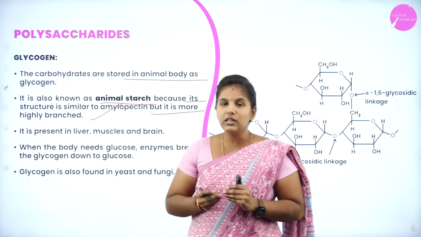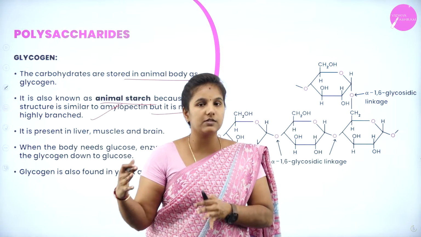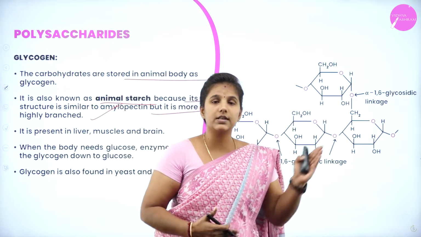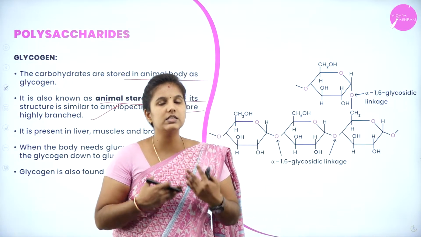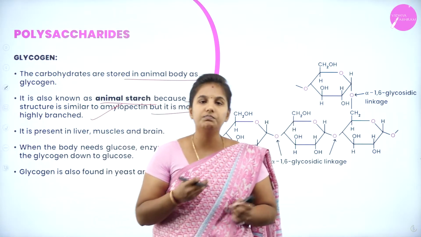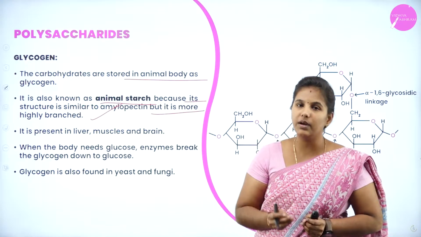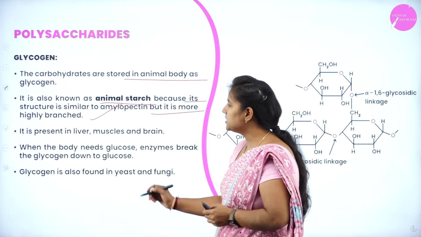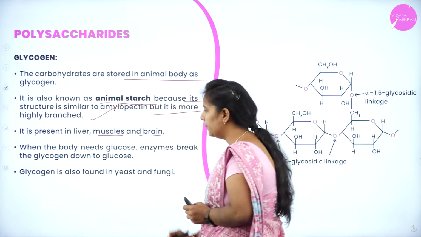If you look at the structure of amylopectin, which we have already learned in case of starch, and also the structure of the glycogen, they are almost similar, but there is much more branching we can see in the glycogen. Hence, we can say that it is an animal starch. And these are present in the liver, muscles, and in the brain.